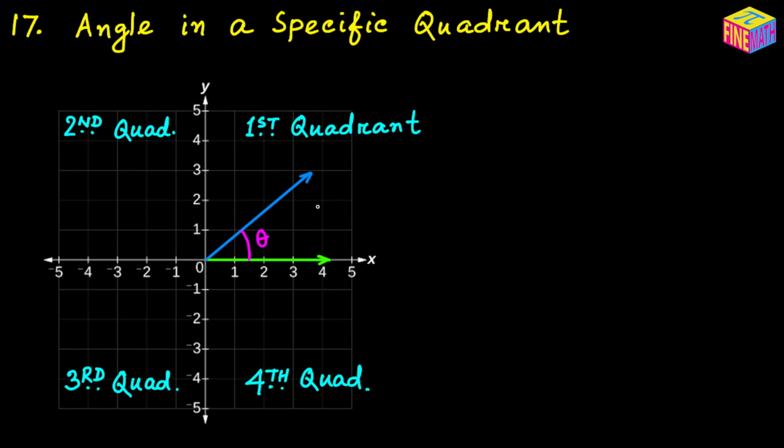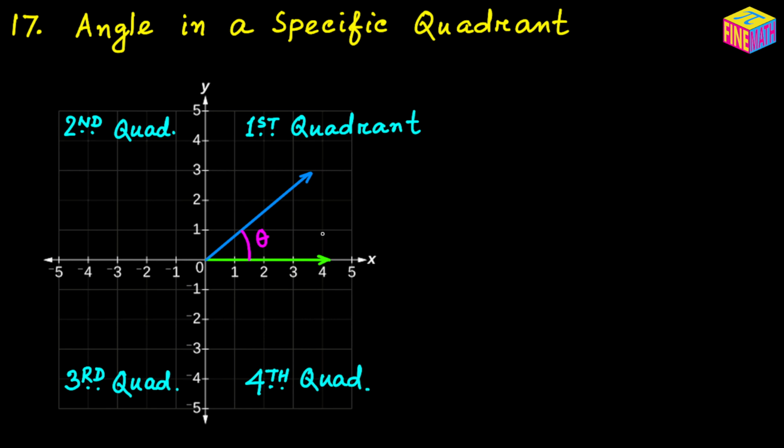The first quadrant is the top right portion of the plane, and the second quadrant is the quarter on the top left side. The third quadrant is the quarter on the bottom left side, and the fourth quadrant is the one on the bottom right side. Now, if you have an angle in standard position and the terminal ray of that angle is located somewhere within the first quadrant, then the angle will be called a first quadrant angle. Like in this particular example, I have the angle theta, its terminal ray is within the first quadrant. So this angle theta will be called a first quadrant angle.